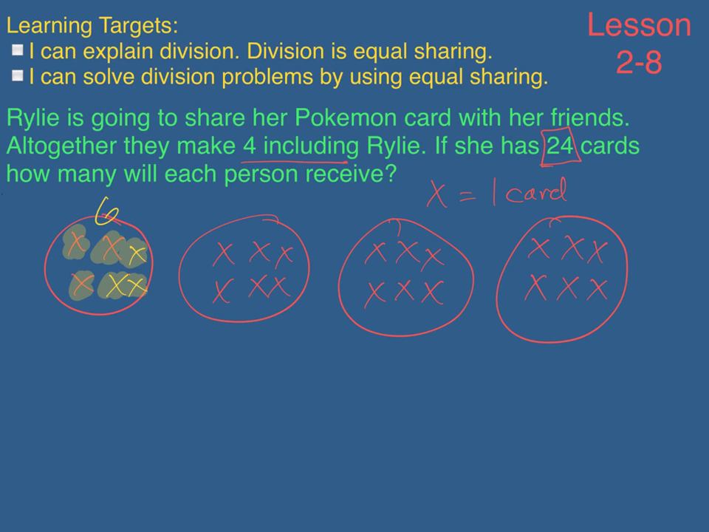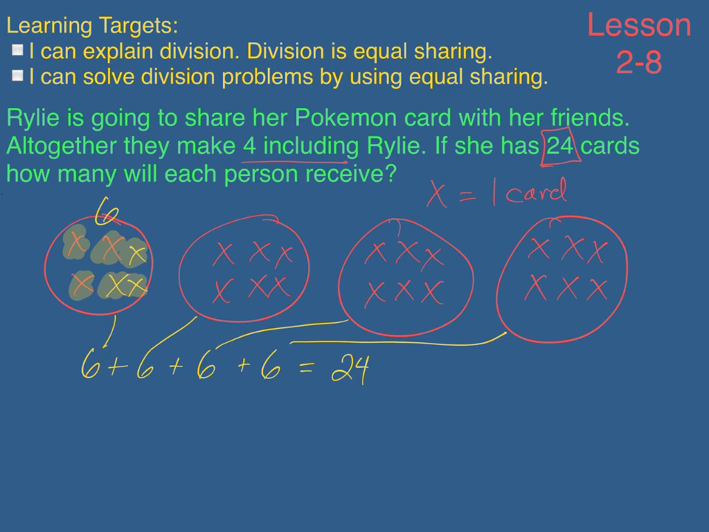I'm going to include my number model to represent this. I can see a few different options. I have 6 in each group. So altogether I have 6 plus 6 plus 6 plus 6 equals 24. Each one of these 6 is represented by one of these groups.